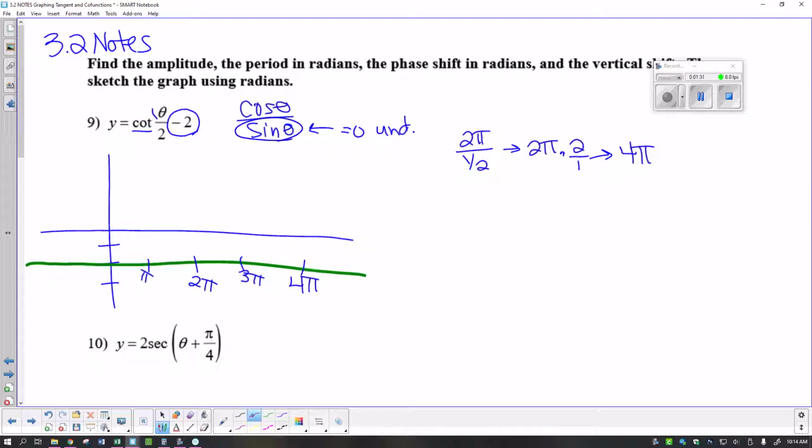Now, the next thing that I want to do is graph my ghost function, which would be the sine. So sine starts at 0, up, back to 0, down, back to 0. Now, anywhere that the sine is on our new axis here, we want to put an asymptote. That's going to make this fraction be undefined. Yay.